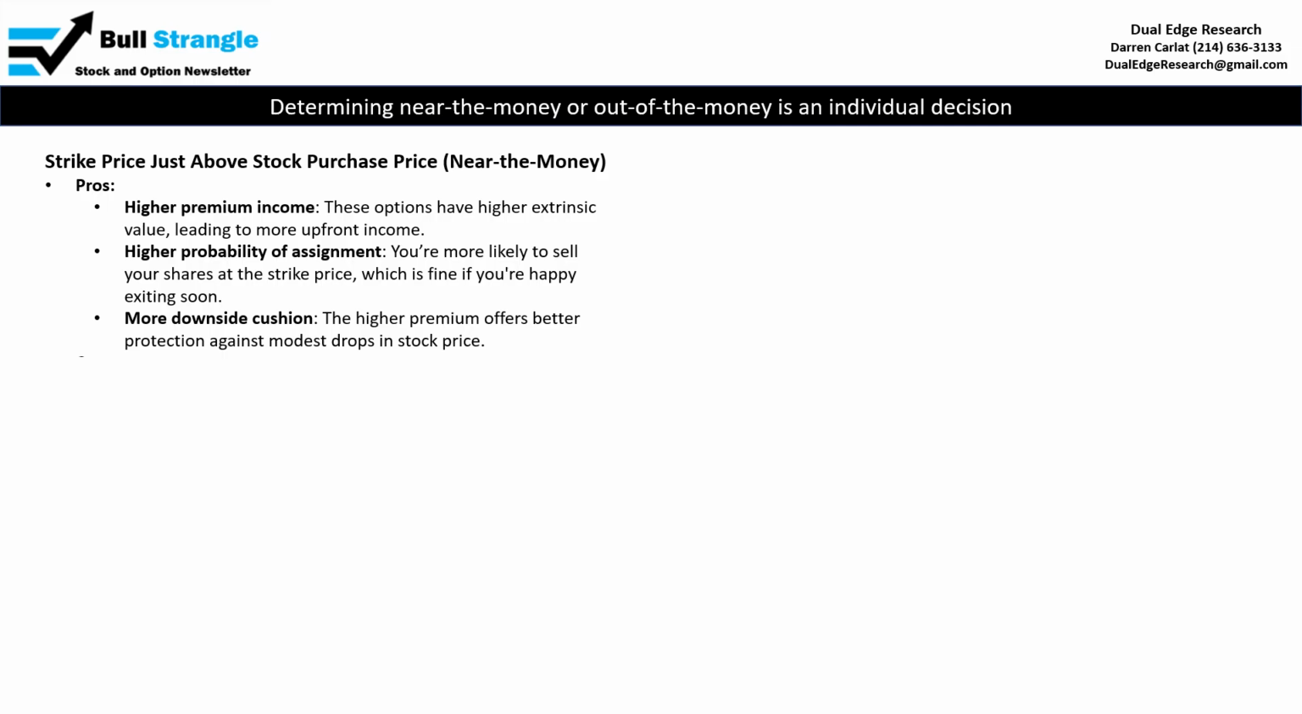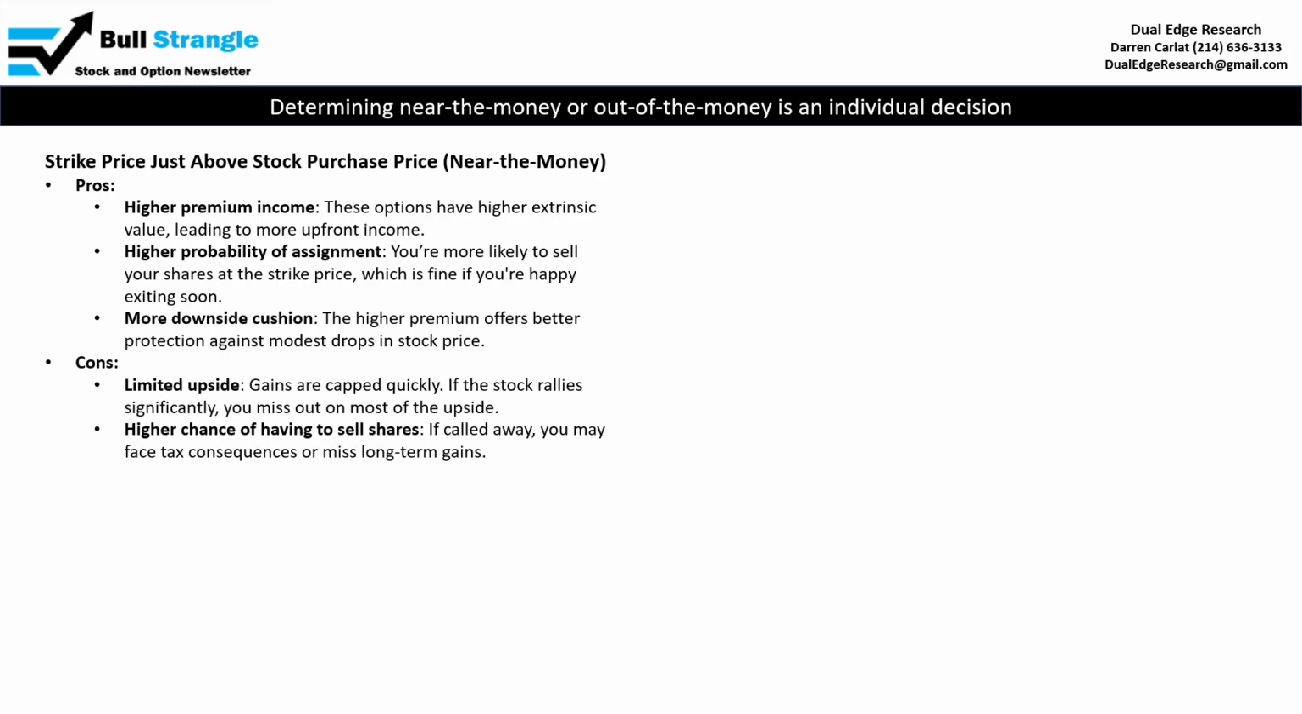And then the third pro is that there is more downside cushion. The higher premium that you receive offers better protection against modest drops in the stock price. Remember, the option premium that you collect reduces your break-even point. So the more you collect, the lower the break-even point becomes.